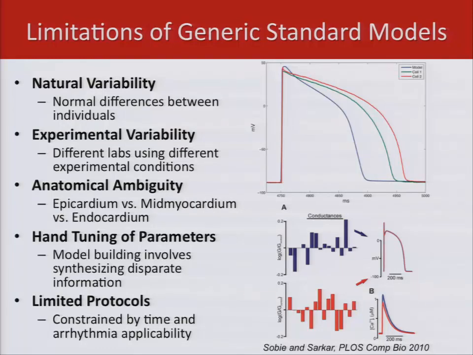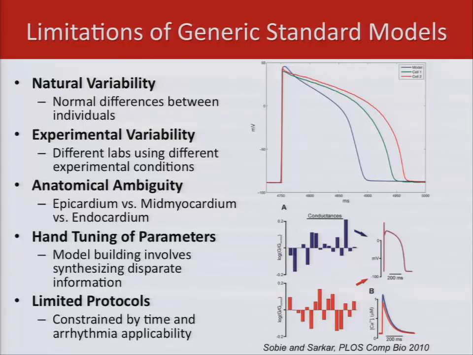and the generic model. In terms of how these models are built, they're done under different protocols, and they're also done via separate underlying components. There's another challenge of anatomical ambiguity. When the models are built, it's not necessarily clear which specific location in the heart it's coming from, namely where in the heart wall.